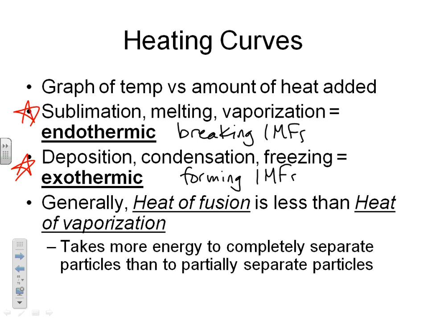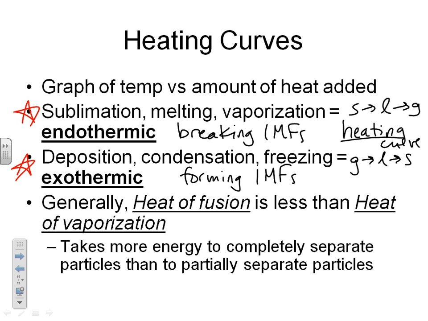The ones that involve breaking intermolecular forces of attraction, so this is going to be solid to liquid to gas, these are on a heating curve, meaning you're heating something up, you're adding energy in, that's why it's endothermic. All those that involve forming IMFs, so gas to liquid to solid, this would be our cooling curve. The substance is losing energy.